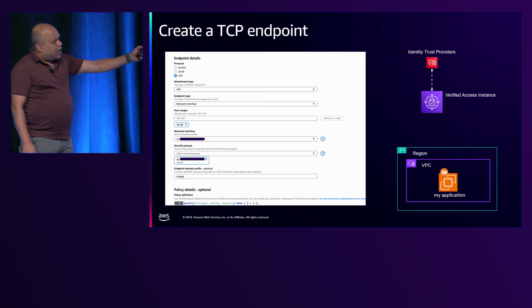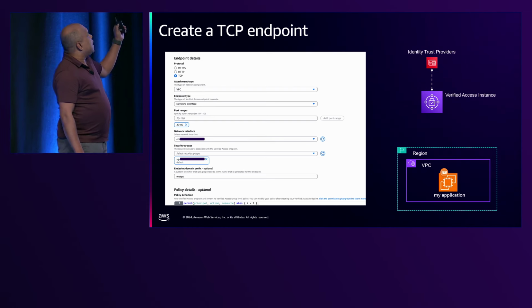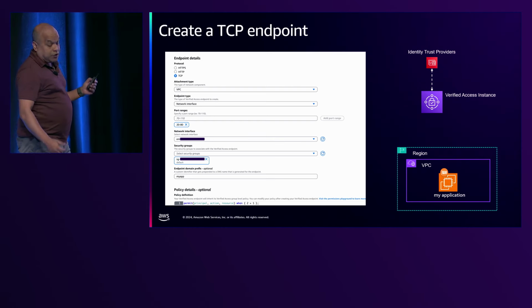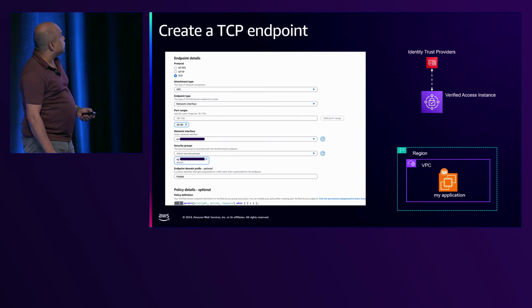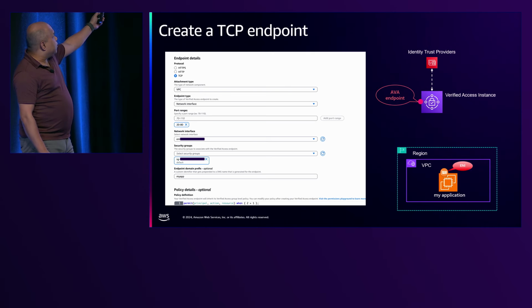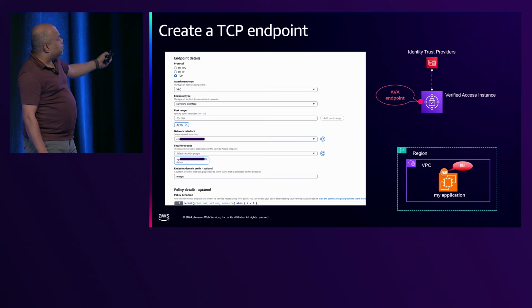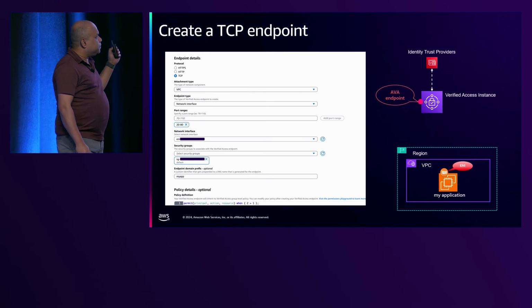To actually enable verified access on the application, I create a TCP endpoint, which is a new feature. The existing HTTP and HTTPS are existing features, and the TCP endpoint is the new feature. Note that we have put in a port range, 20 to 80, and an endpoint domain prefix. We'll come back to that.